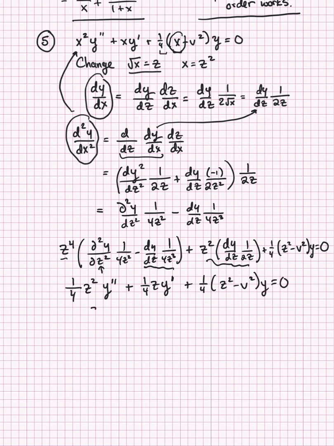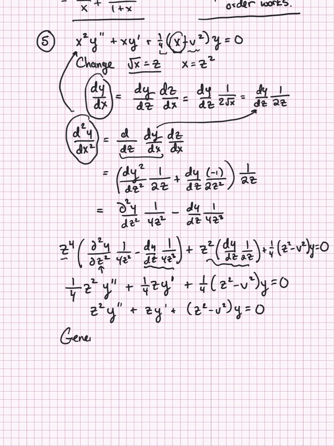And now I can just turn this into, by multiplying everything by 4, the standard Bessel equation with the same parameter. Sometimes when you do these substitutions, you get to a Bessel equation, but the Bessel equation is of a different parameter than what you started with. Here you end up just getting the same thing.